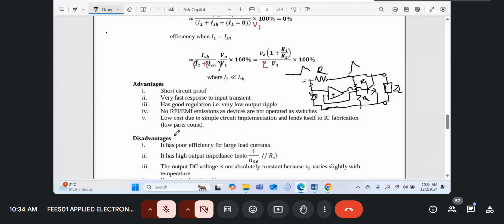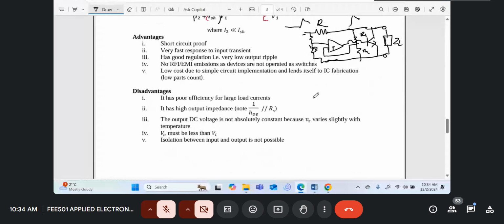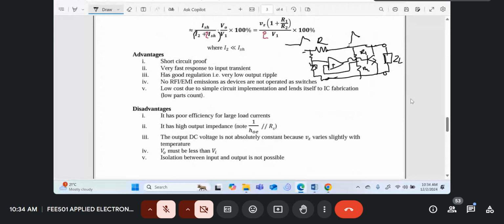Now, the disadvantage of this scheme is that it's got very poor efficiency. Remember, we said that even when there's no load, all the current is actually passing through the shunt device. As you start increasing the load, that is when current is removed from the shunt path and goes to the load path.